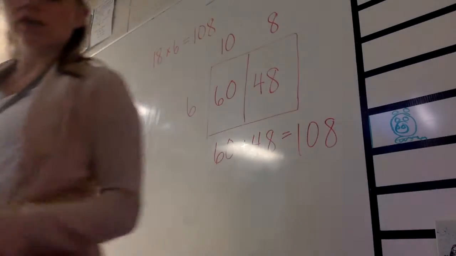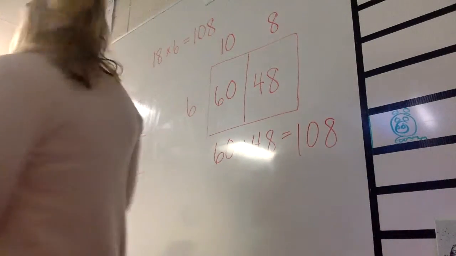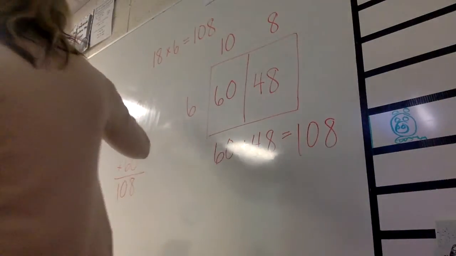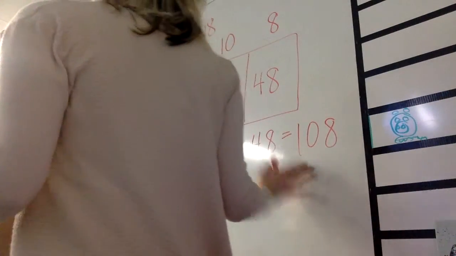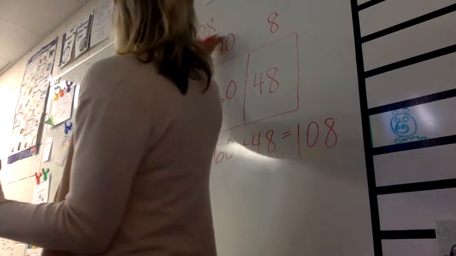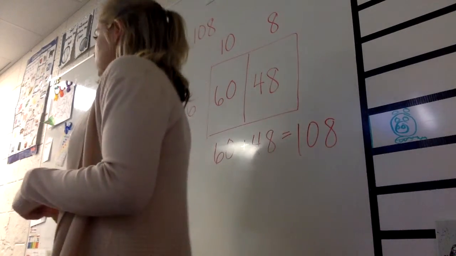You are correct. Okay, so now that we went over two ways, we went over the standard algorithm way, and we went over an area model to find 18 times 6 equals 108.